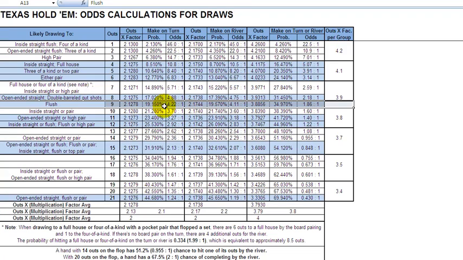Again, just playing with the numbers here, guys. 100 divided by 19, more or less, call it 100 divided by 20, is 5. 5 minus 1 is 4. 4 to 1 against.